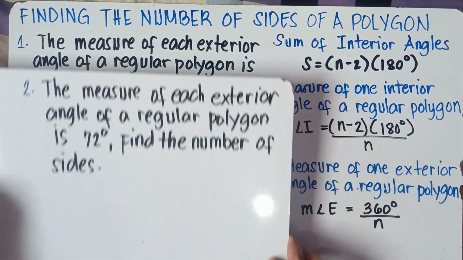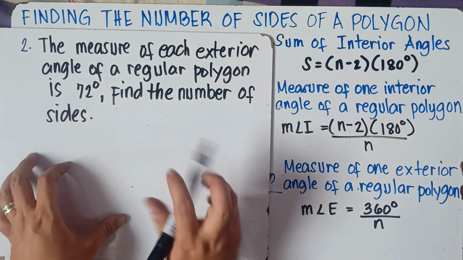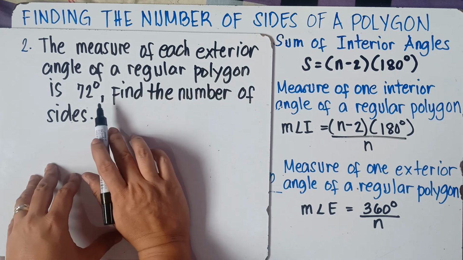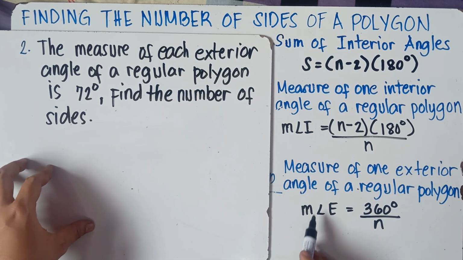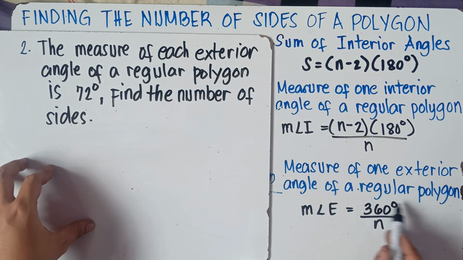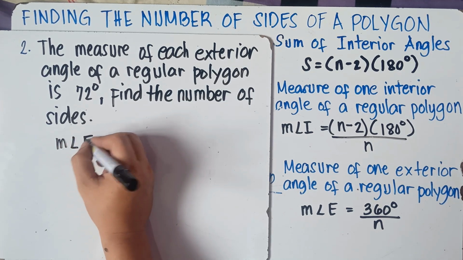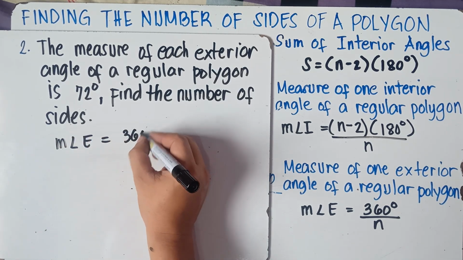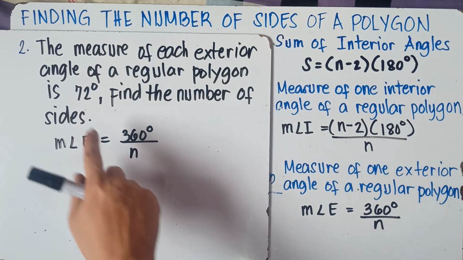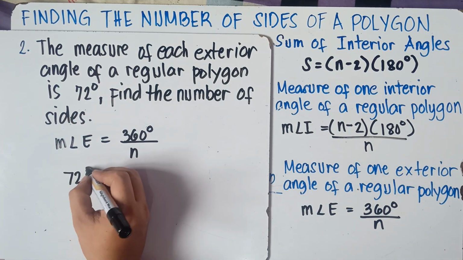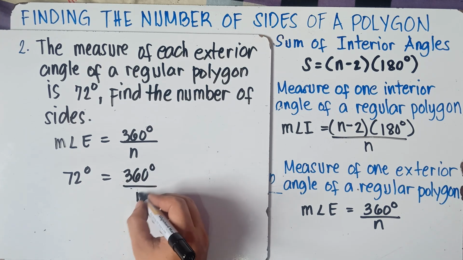Alright, so let's try last example, class. Example number 2. The measure of each exterior angle of a regular polygon is 72 degrees. Find the number of sides. So we can use this formula. Measure of one exterior angle of a regular polygon. So that would be the measure of each exterior angle equals 360 degrees over N. So we have given measure, that would be 72 degrees. So 72 degrees equals 360 degrees over N.